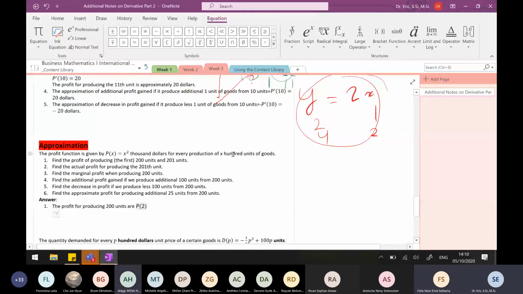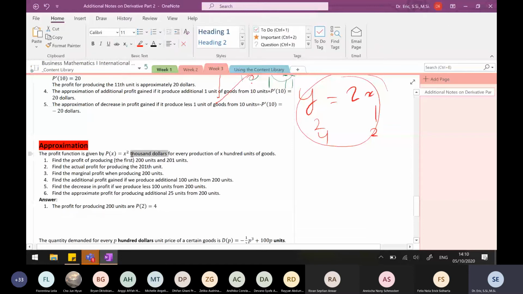Oh, okay. So this is given by, what is the profit here? 4? No. Look at the unit. $4,000. Yes. $4,000. Or 400,000? Be very, very careful when you are dealing with this problem.